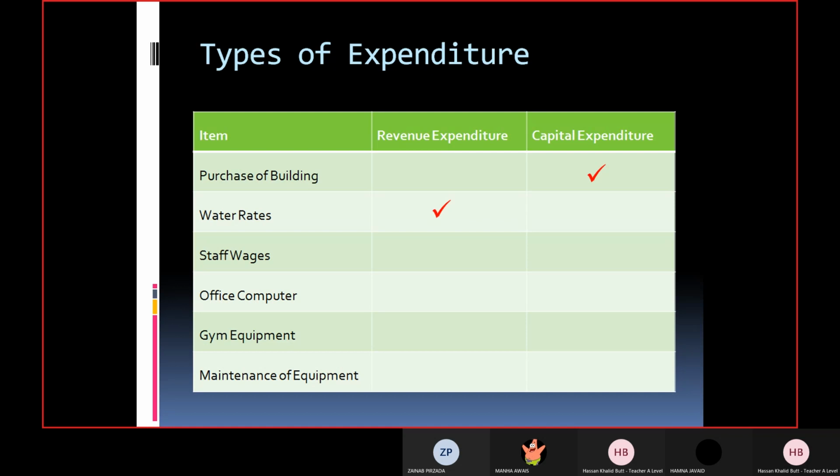Now, Hamna, can you talk or do you still have a problem? Sir, can you hear me? Yes, very clear. Okay, sir. Staff wages are revenue expenditure because we have to pay them every month and they do not increase the capacity of the business. Very good. Excellent answer. Revenue expenditure.